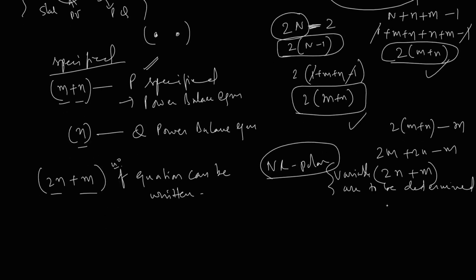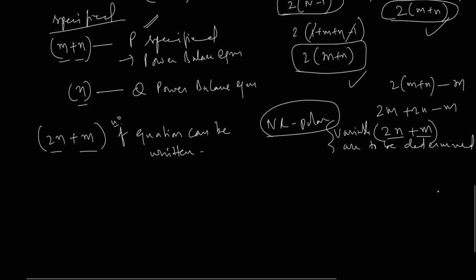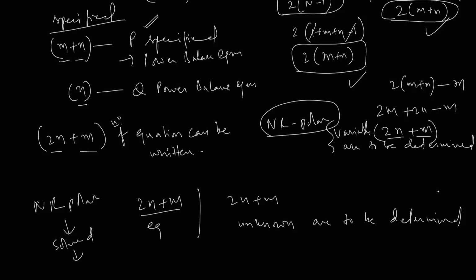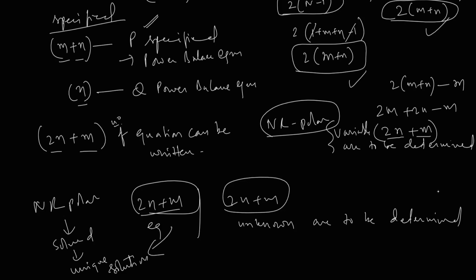And what are the unknowns to be found? Similarly, there are also 2n plus m unknowns. So 2n plus m equations and 2n plus m unknowns are to be determined. So this Newton-Raphson polar form can now be solved for a unique solution, because we have the same number of equations and the same number of unknowns, right?